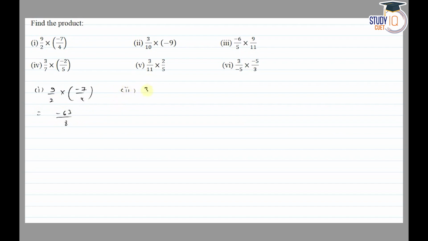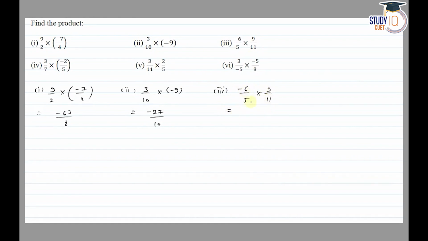Then second 3 by 10 into minus 9. 9 3 जा 27 upon 10. Then third minus 6 by 5 into 9 by 11.